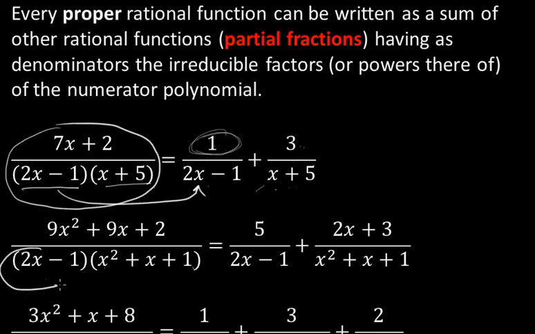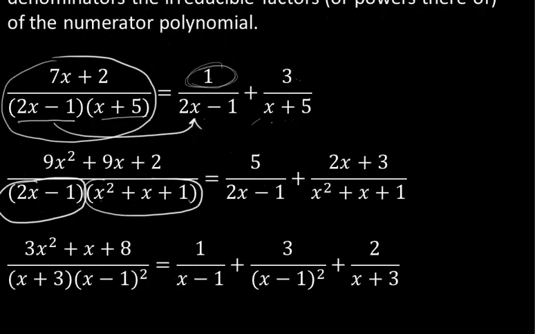One of them has this factor as a denominator, and its numerator will have to be degree 0. We know its numerator will just be a constant. Now, the other partial fraction will have denominator x squared plus x plus 1, and notice in this case its numerator is degree 1. We know that its numerator will either be degree 0 or degree 1 because the partial fractions themselves are all proper.